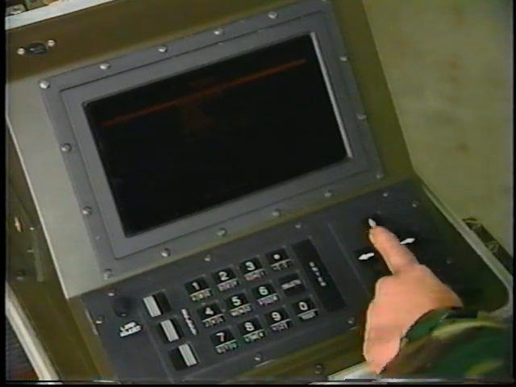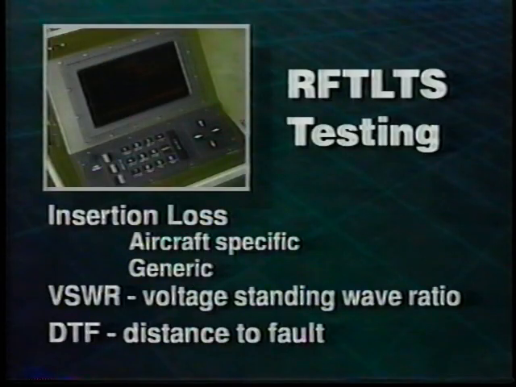RFTLTS tests RF transmission paths by performing insertion loss, either for a specific aircraft or in generic mode, or VSWR, voltage standing wave ratio measurements. If a problem is detected in insertion loss or VSWR, RFTLTS will isolate the fault by measuring the distance to fault, DTF. With the fault located, line repair is expedited.